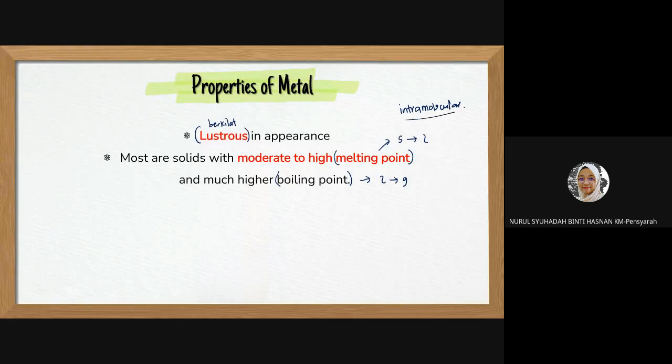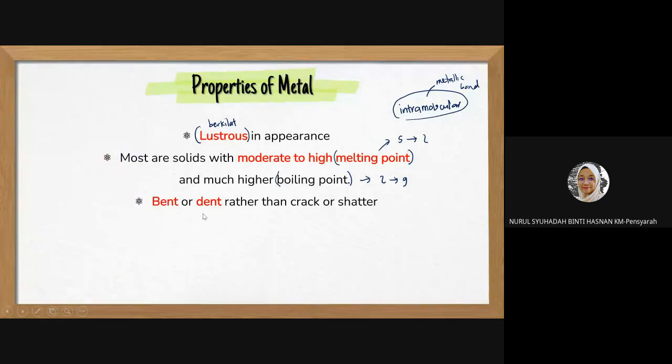Okay. And the intramolecular forces tadi adalah kita punya metallic bond. Okay. Next, metal, it can be bent or dent rather than crack or shatter. So maksudnya kita punya metal tu kita boleh bengkokkan dia. Okay. Dan kalau kita ketuk dia, susah untuk kita punya metal terus pecah. Okay. Due to the properties of metal nanti yang kita akan tengok.